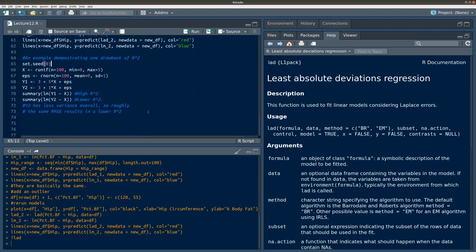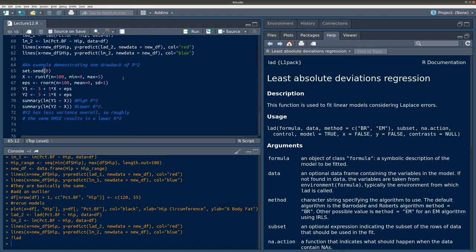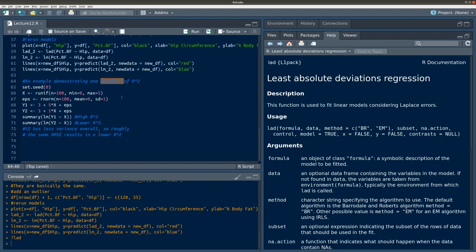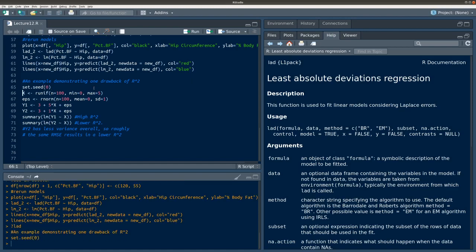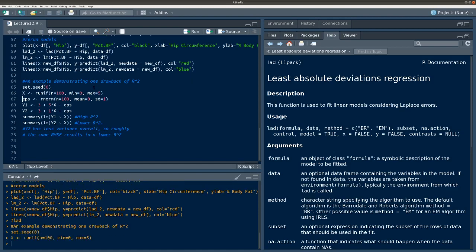Okay, so I want to give an example demonstrating this drawback of R squared that I mentioned in the slides. In particular, that it depends on the variance of x. So here I'm going to create a quick example. I'm going to set the seed and create some x sample.